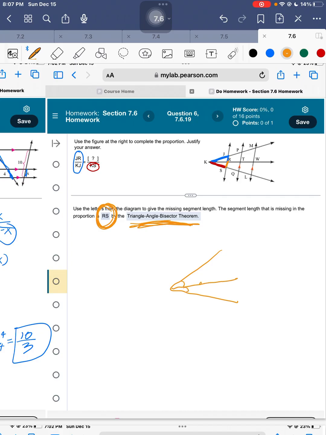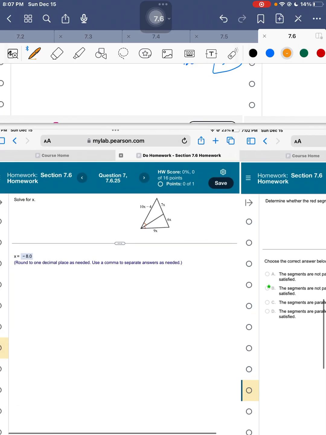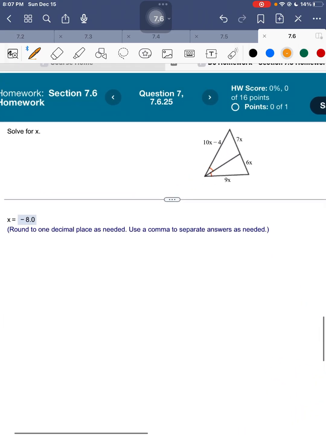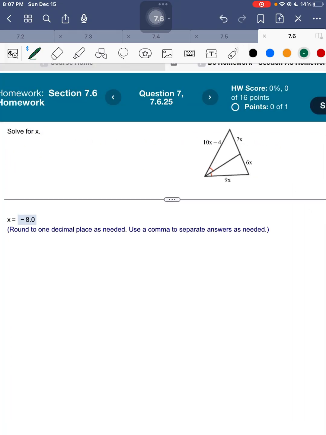Remember that we learned, oh, we already learned this. Remember when we learned that if an angle is bisected, any point on that angle bisector is equidistant to the sides of that angle. Okay? So there's that one. Now let's look at this one.